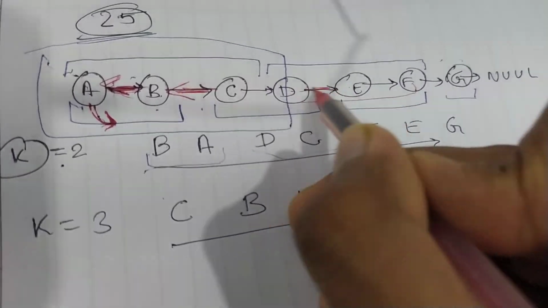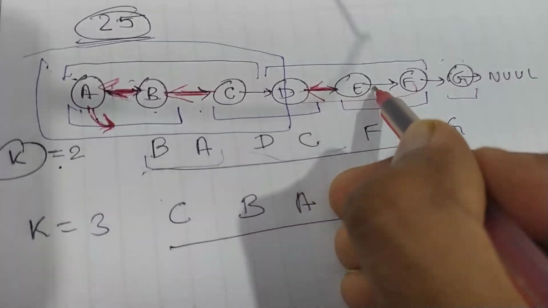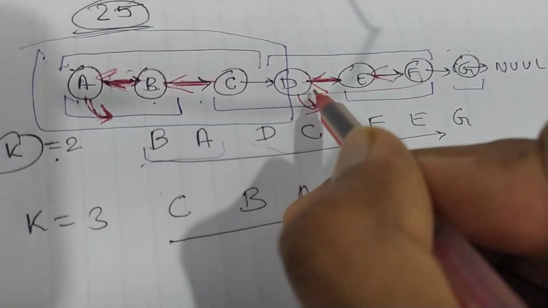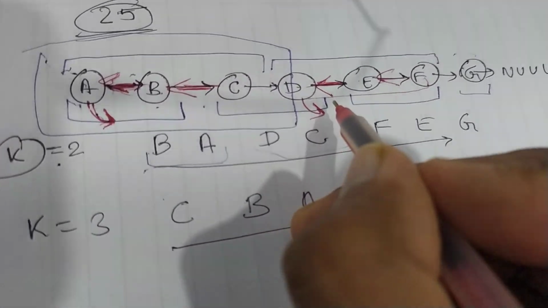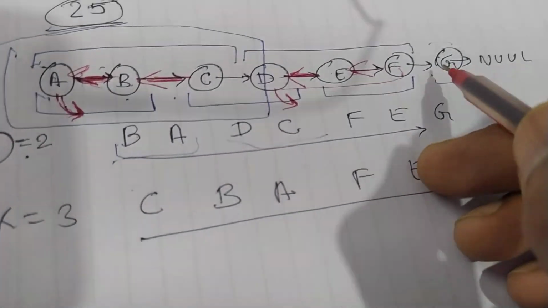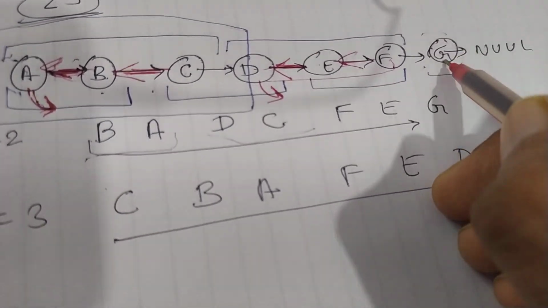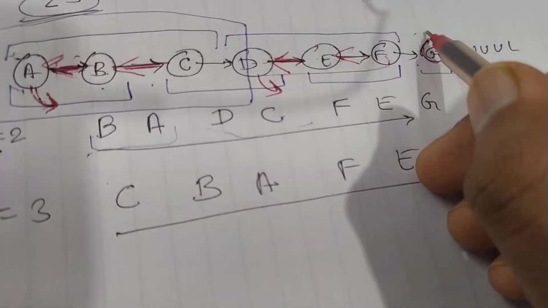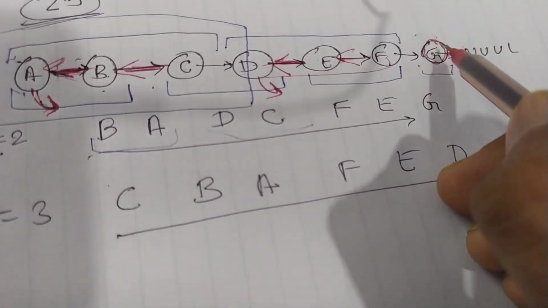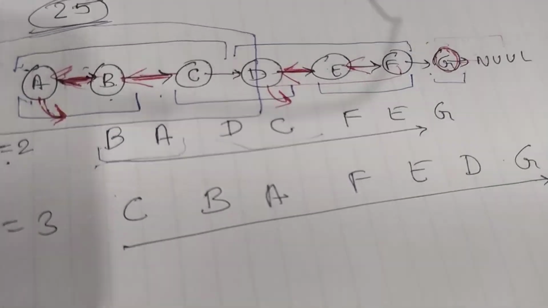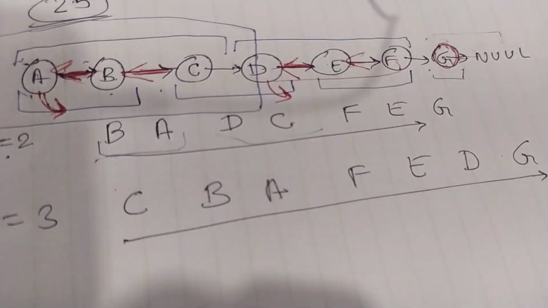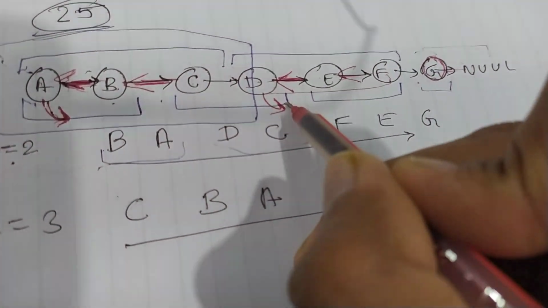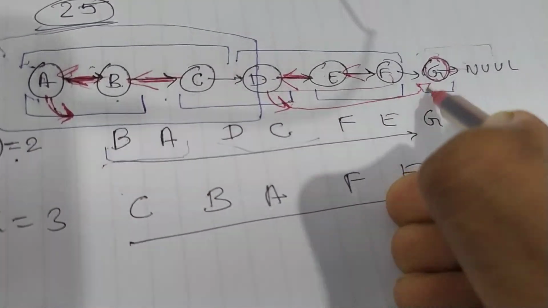So we will reverse it. E will point to D, F will point to E, and where D should be pointing, we don't know. We will check out the later part. So here G is the only node. It was earlier pointing to null, but here we see that it is not completing the group size, k equal to 2. So we will simply make D point to G.